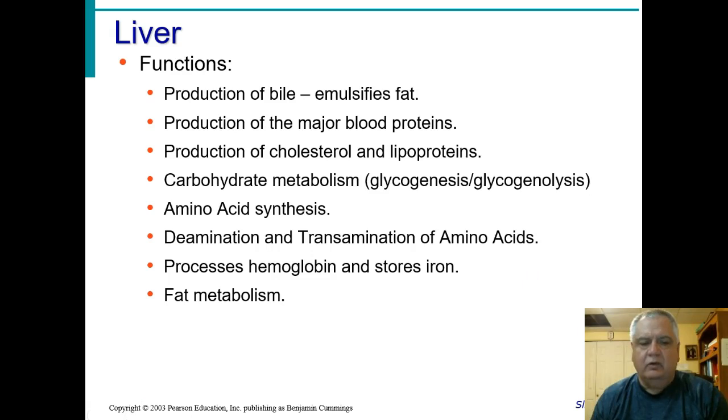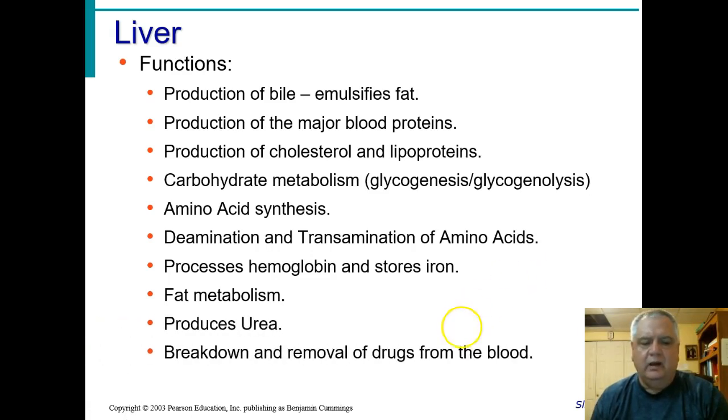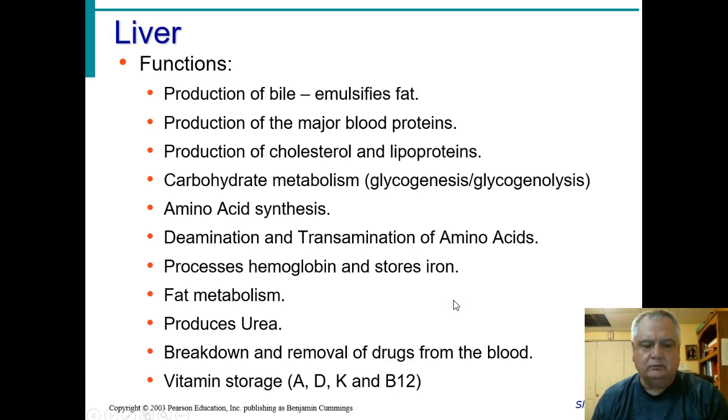The liver is also important in fat metabolism. It produces urea, and it's also important in the breakdown and removal of drugs from the blood. So we'll be talking about these whenever we get into fat metabolism, we get into nutrition, and the production of urea and the breakdown and removal of drugs from the blood whenever we talk about the urinary system. The liver also stores many of the fat-soluble vitamins like A, D, K, and B12.